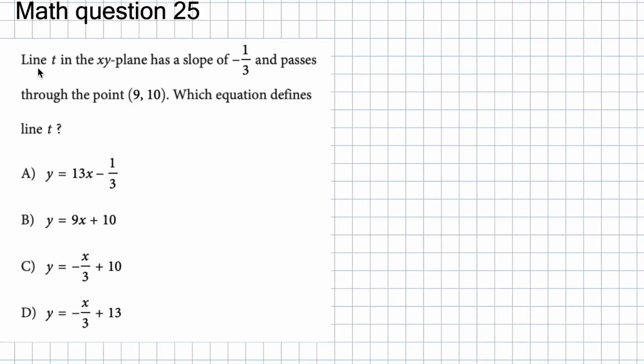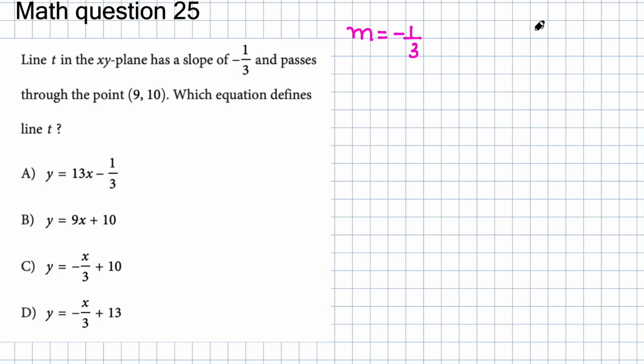The question says line T in the xy plane has a slope of minus 1 by 3. Okay, let's write the data. So slope is minus 1 by 3. That means m is equal to minus 1 by 3, and it passes through the point (9, 10).